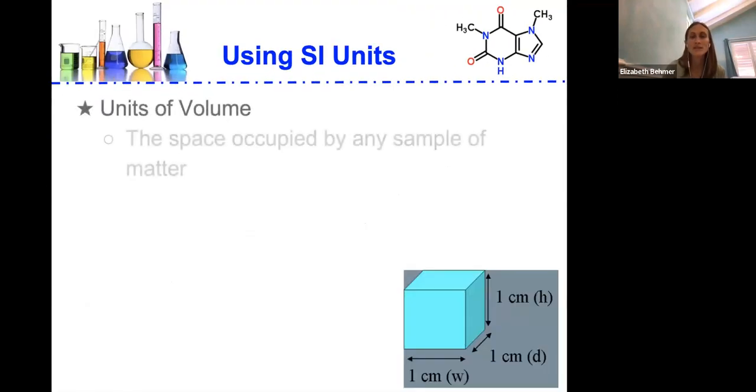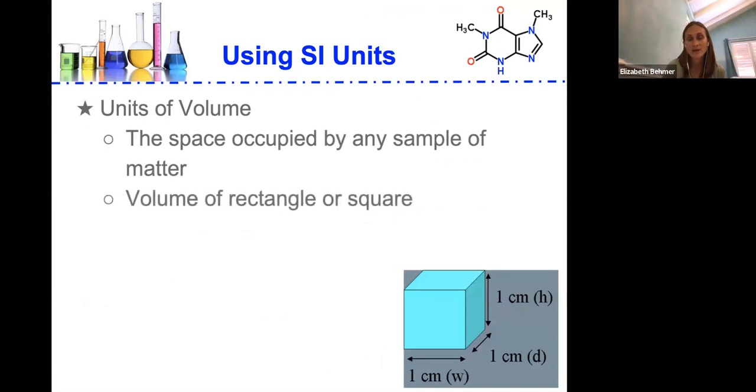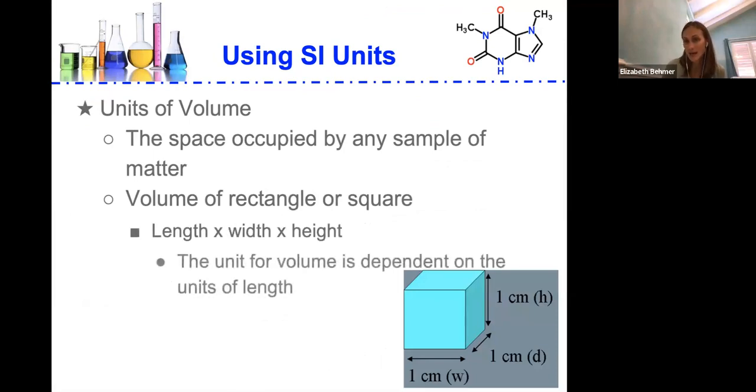Okay, units of volume. Volume is the space occupied by any sample of matter. The volume of a rectangle or a square, we always take by multiplying the length times the width times the height, and that is equal to the volume. The unit for volume is dependent on the units of length. So for example, if we're measuring in centimeters, the volume would be length times width times height, or centimeters cubed, and that gives us the volume.